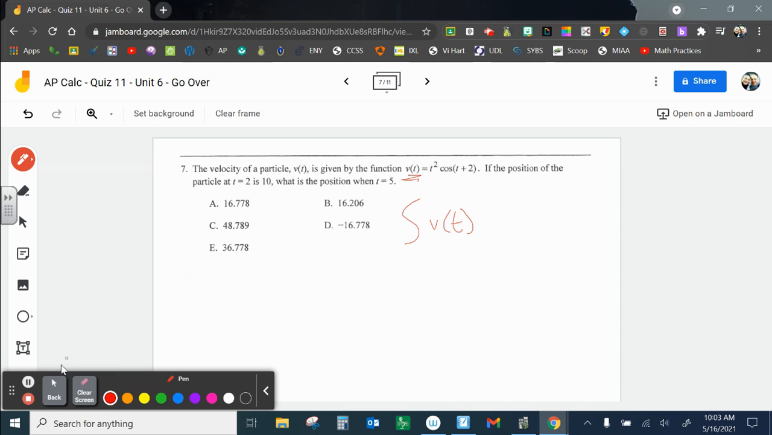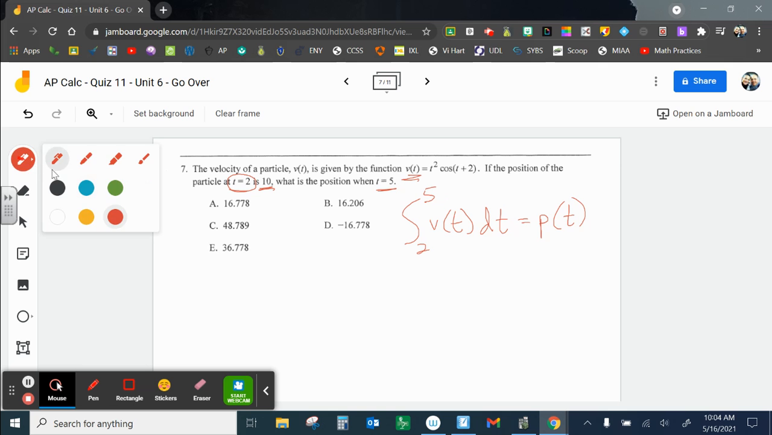I don't need that. Sorry, I want to use this pen, but I don't know if it's going to let me. All right, the integral of v of t dt, and I know this is equal to the position function. So I just have to pay attention to that a little bit. Now, they said at time equals 2, they gave me the value, and they're trying to find time equals 5. So that's where I get these two.